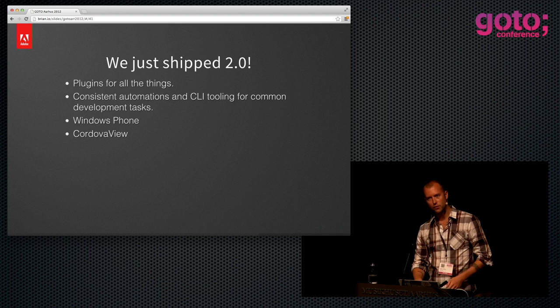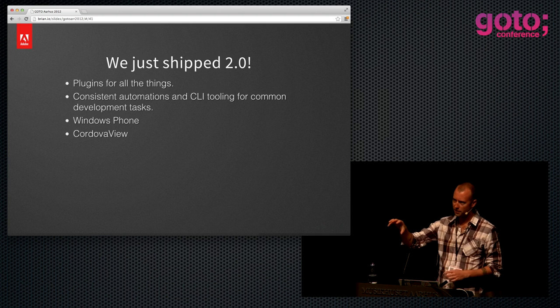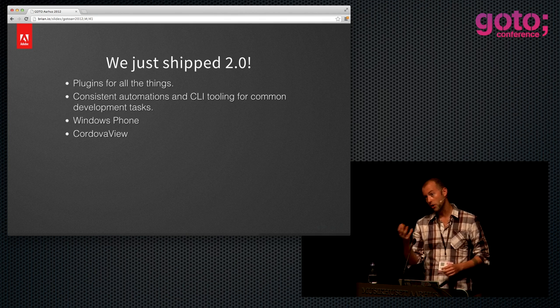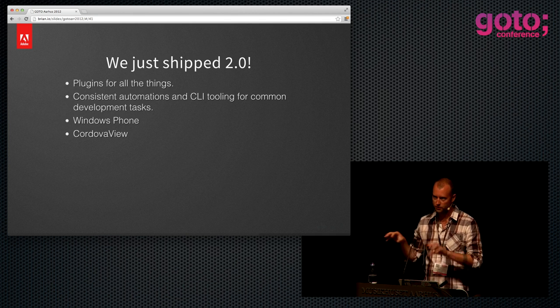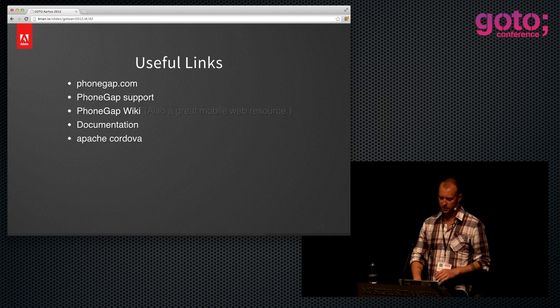We added this thing called Cordova View, which a lot of people are starting to use now. So Cordova View lets you embed PhoneGap inside of a native app or a larger native application. So this is good if you want to either migrate away from PhoneGap or if you want to have a whole bunch of PhoneGap instances in one project. There's a whole bunch of links.